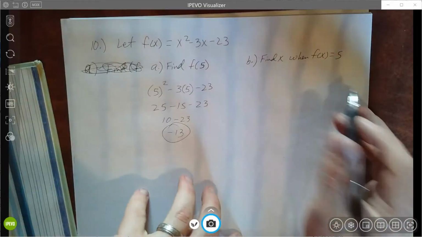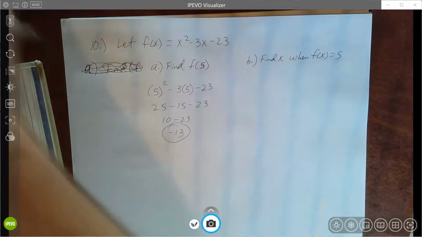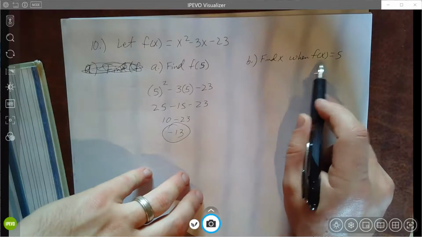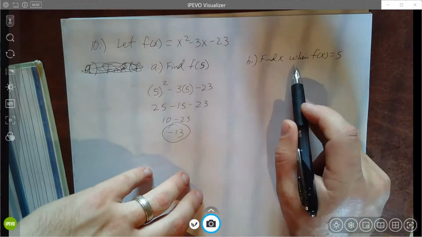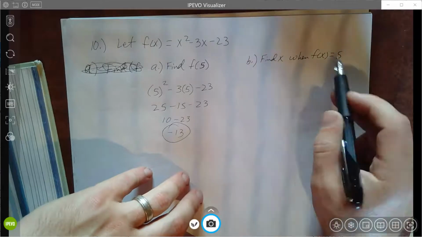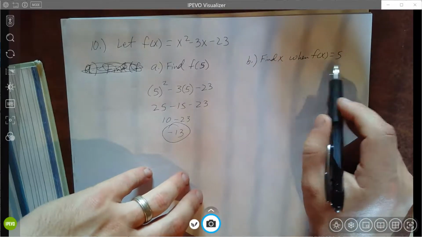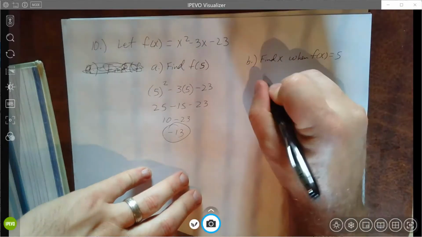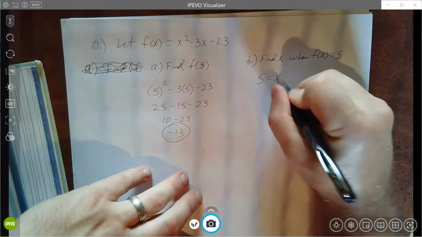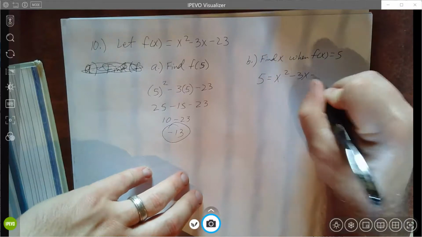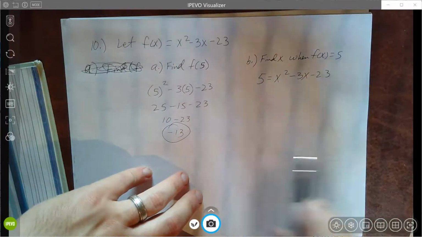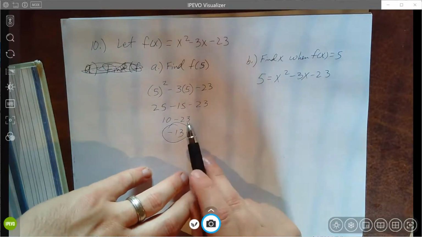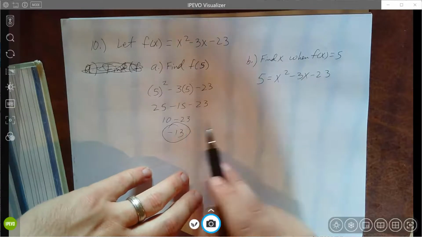On part B, it says find x when f of x equals 5. So I'm not plugging something in for x now. I'm finding x. I'm plugging something in for f of x. So I'm not putting the 5 for the x, I'm putting the 5 in the place of the f of x. So 5 goes here. And I've got to solve for x on this problem. Do you see the difference? f of 5 means I plug the 5 in for the x, and I just do some arithmetic to find the value of f there.